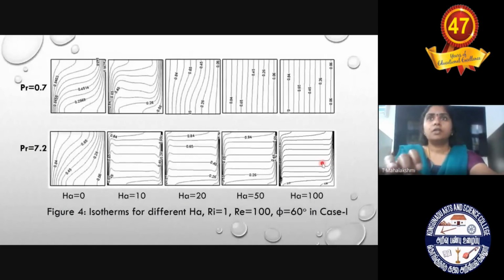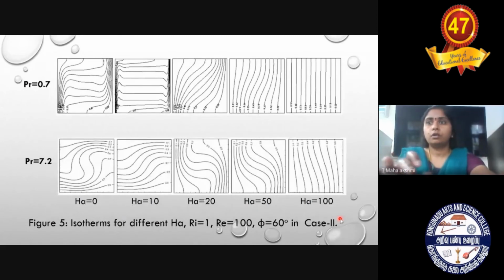And these are the isotherms graphs. Isotherms graphs represent the heat rate. So for the fluid air, you can see the temperature difference for increasing the Hartmann effect, and for the fluid water, this way the temperature difference is occurring inside the enclosure. This is for case 2, and the previous one is for case 1, horizontal wall movement.